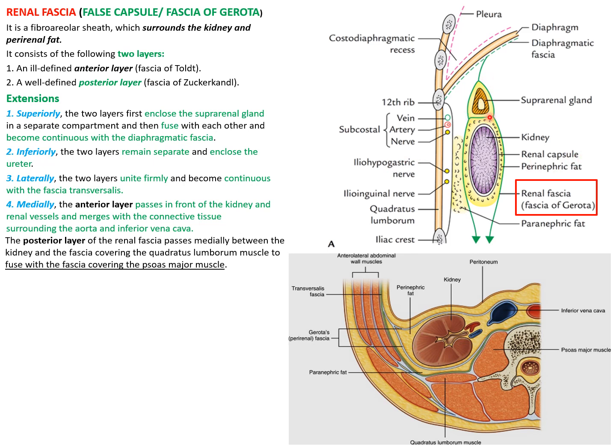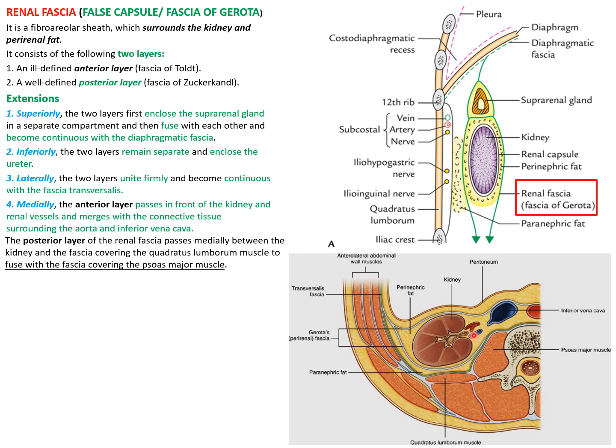Superiorly, the two layers of the renal fascia enclose the suprarenal gland in a separate compartment and fuse with each other and become continuous with the diaphragmatic fascia, thus suspending it from the diaphragmatic fascia. Inferiorly, after enclosing the kidney, the two layers remain separate and enclose the ureter. This is the anterior layer, posterior layer. Inferiorly, they remain separate and enclose the ureter.